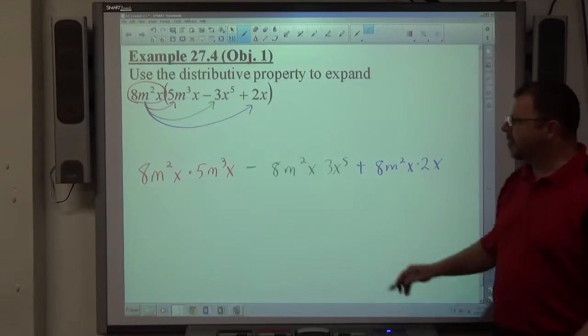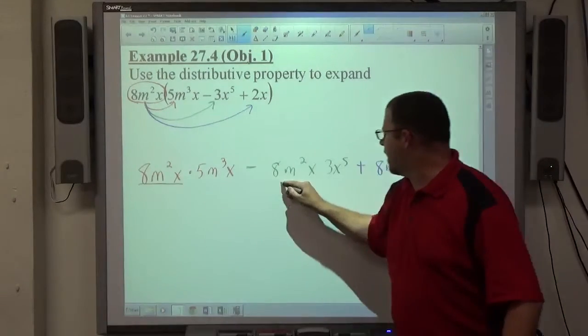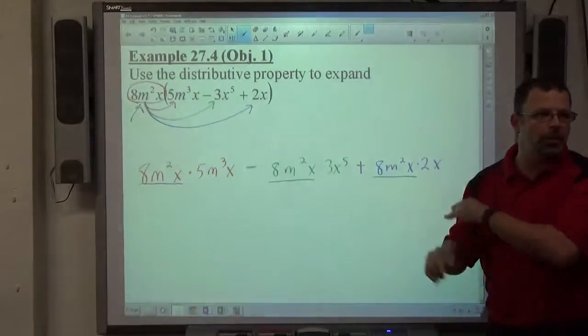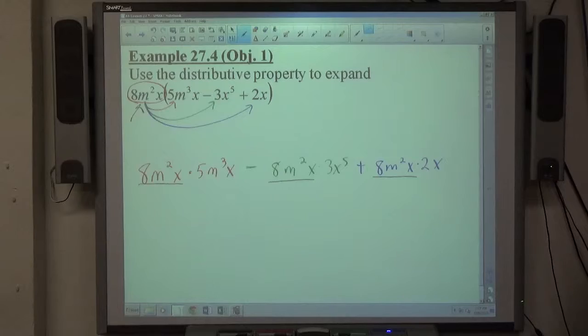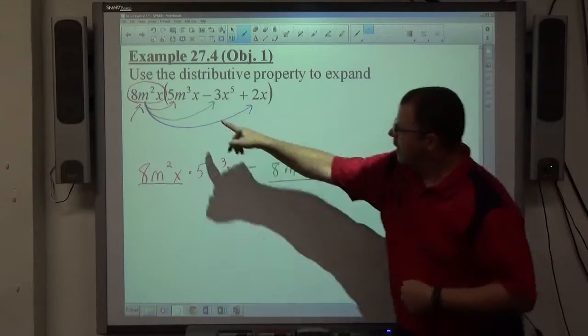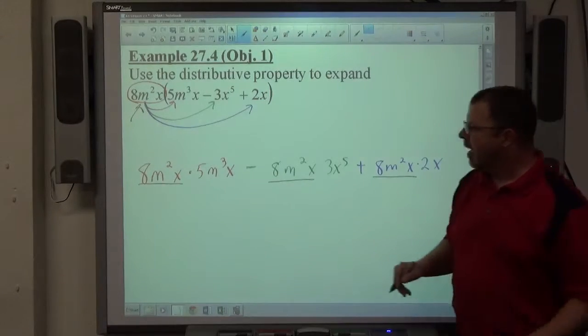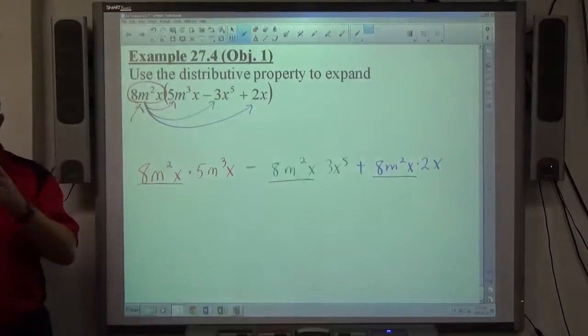So, each time, notice 8m squared x, 8m squared x, 8m squared x. The outside object is present in all 3 terms, but they're multiplied by the inside object of each term. So the inside objects for the first, second, and third are in each of those. And again, what we have to do is fix each of these as much as we possibly can.